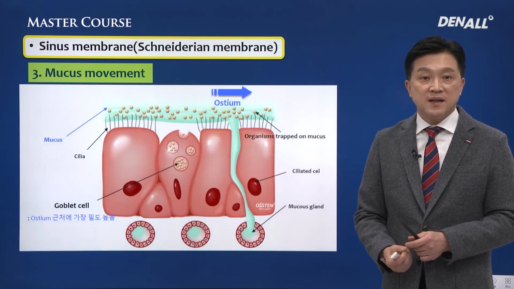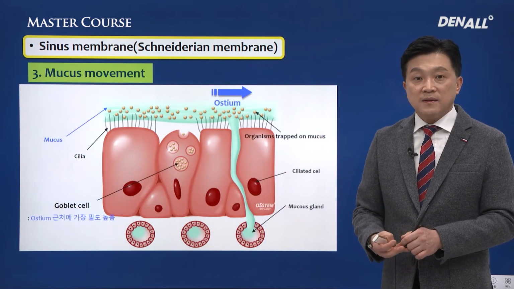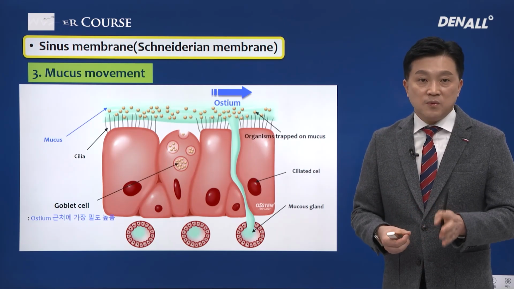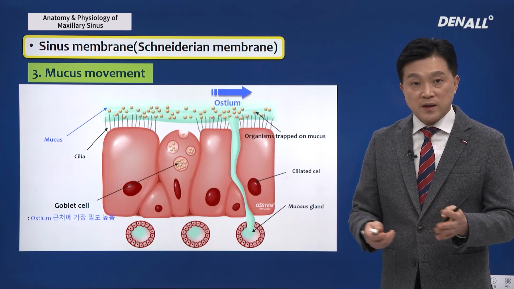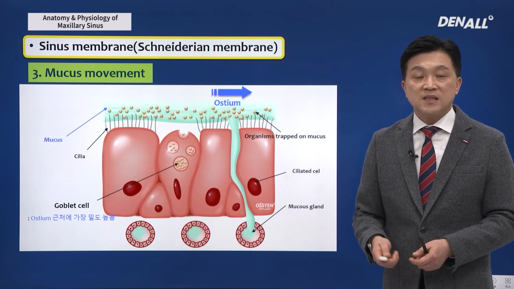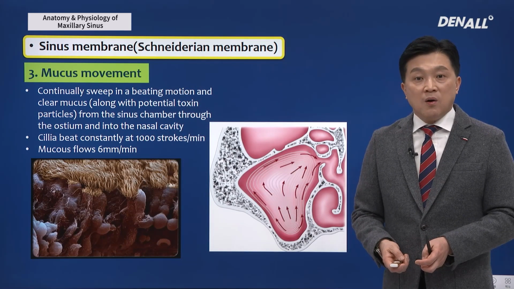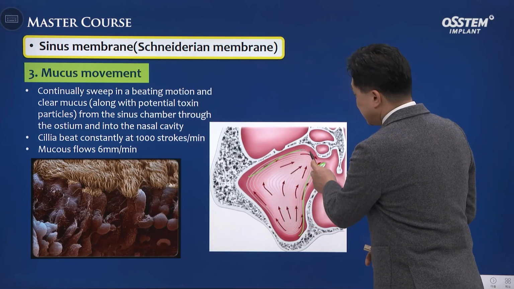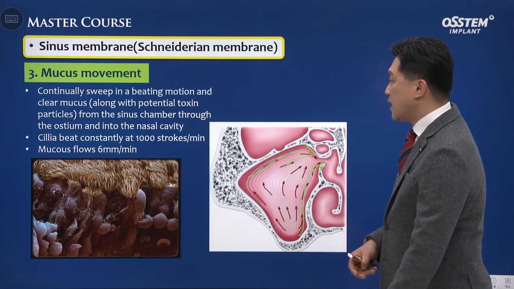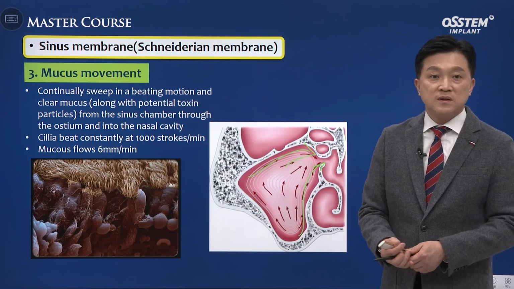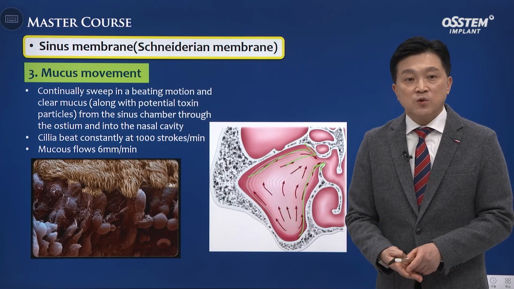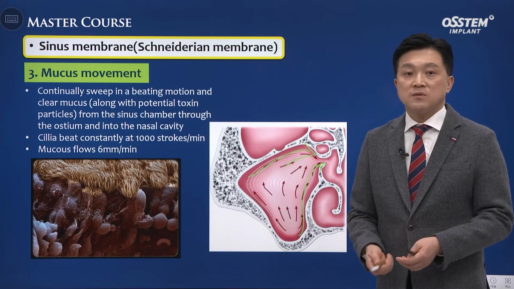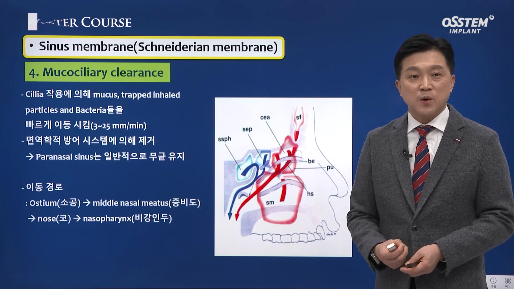There are two layers, the sol layer and gel layer, and after that, the bacteria and debris collected by the gel layer is transferred to the ostium via ciliary movement. They are all transferred towards the ostium through ciliary movement. There are about 1,000 strokes per second, and the speed is about 6 millimeters per minute. Ciliary movement is done to excrete these substances out.